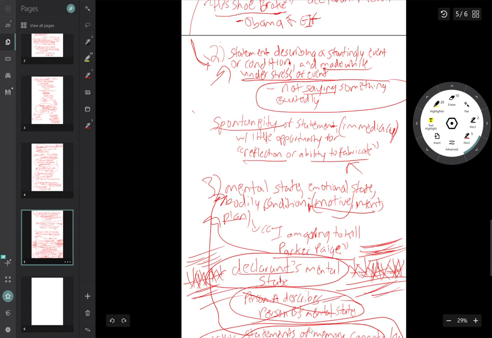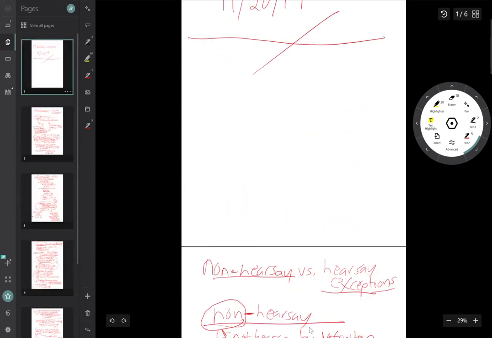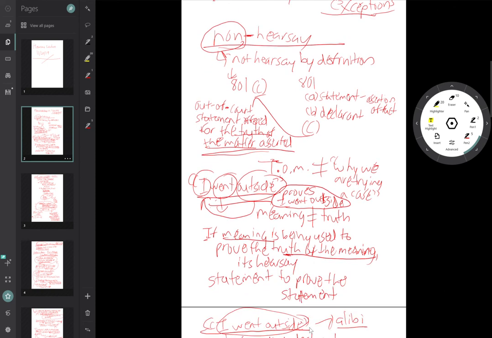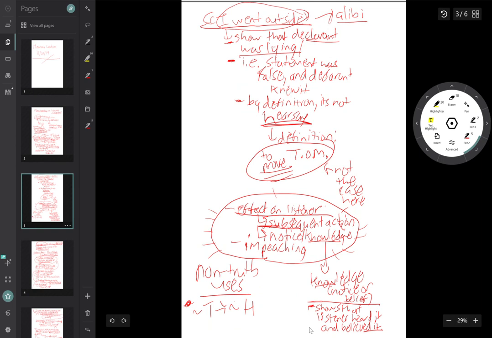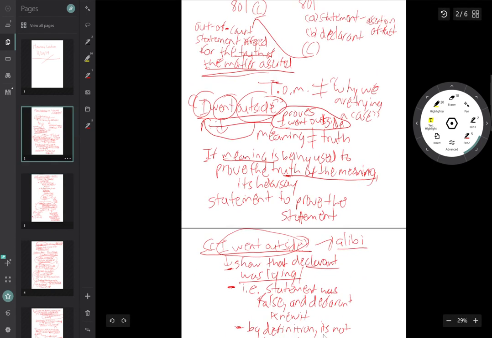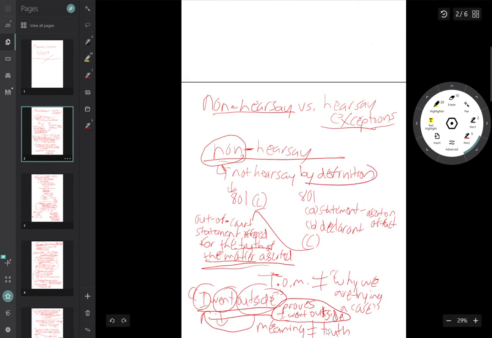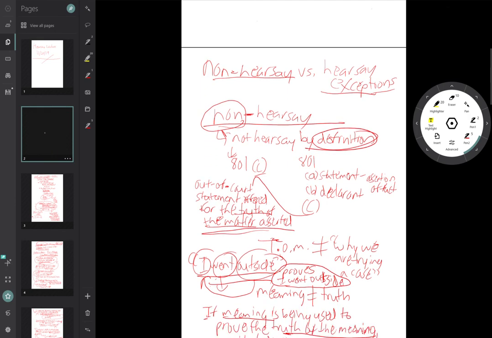So we've gone over today the difference between non-hearsay and exceptions to hearsay. Remember, if something is being used for a non-truth use, either for the effect on the listener, subsequent action, knowledge, or impeachment, those things are not hearsay. So don't say exception to hearsay, subsequent action. It's not an exception. It's just not hearsay. Why is it just not hearsay? Because it doesn't meet the definitional requirement for hearsay.